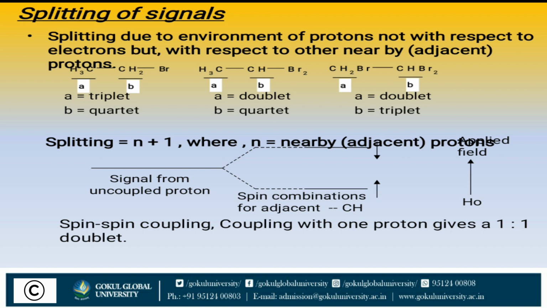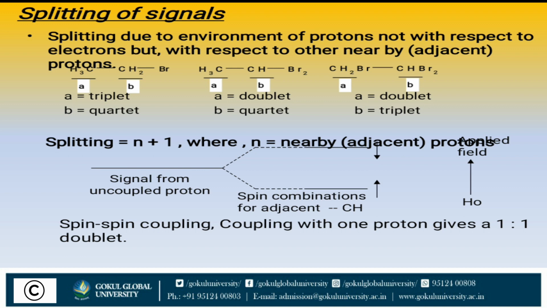Here we calculate for bromoethane: the A carbon protons have a triplet signal and the B carbon protons have a quartet signal. Here is another example, where A has a doublet signal and B has a quartet.